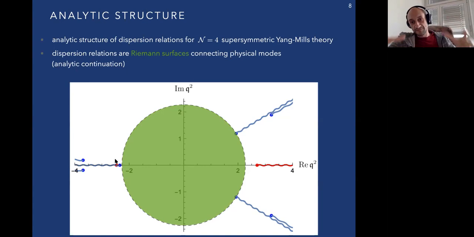All right, so they have some disk where they converge. This is this green disk. This is the result for N=4 super Yang-Mills in the diffusive channel, but it doesn't matter. Beyond this, it's some complicated Riemann surface. And you can actually access, of course, these other branches through analytic continuation and all of this kind of business. So this is the simplest analytic structure of dispersion relations.